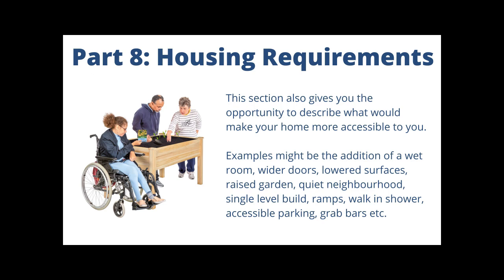This section also gives you the opportunity to describe what would make your home more accessible to you. Examples might be the addition of a wet room, wider doors, lowered surfaces, raised garden, quiet neighbourhood, single level build, ramps, walk-in shower, accessible parking, grab bars. Well, you get the idea. There are lots of ways to adapt or build a home to suit each individual, so have a good think about this one.